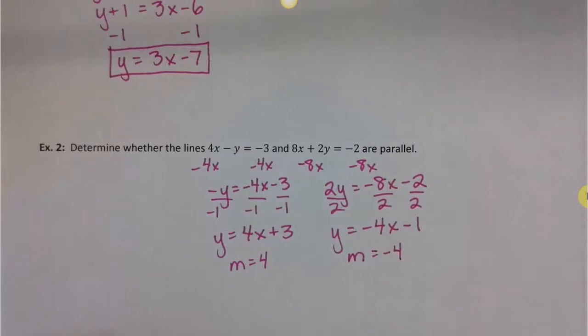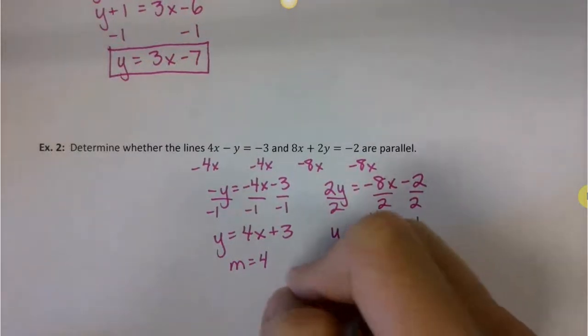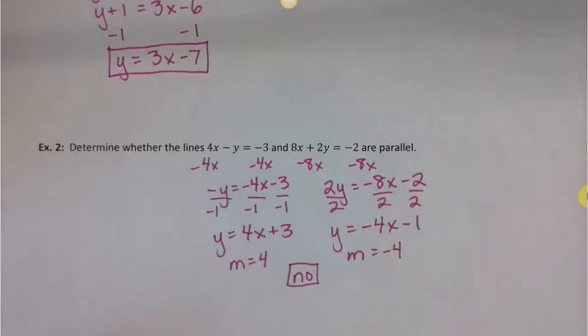So are these two lines parallel? No, because we did not end up with the same number for their slopes.